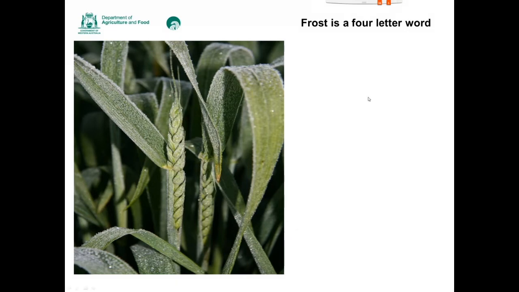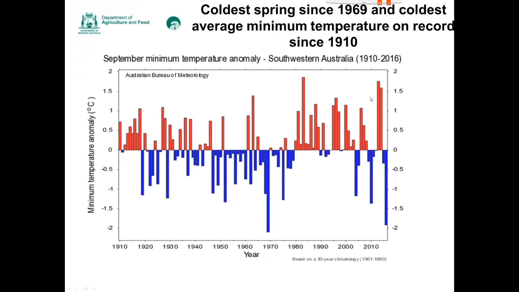Doing it again. All right, so this is basically just a quick plot of the minimum temperature. Last year we had the coldest spring across the southwest of WA. If you draw a line from Biddulph to Esperance, we had the coldest minimum temperatures, and these are the minimum temperature anomalies from the average minimum temperature for the southwest. We haven't had a year as cold as 2016 until we go back in the records to about 1969. Not only was it the coldest average minimum temperature throughout that September period, but we also set a lot of records in terms of the actual minimum temperatures received.